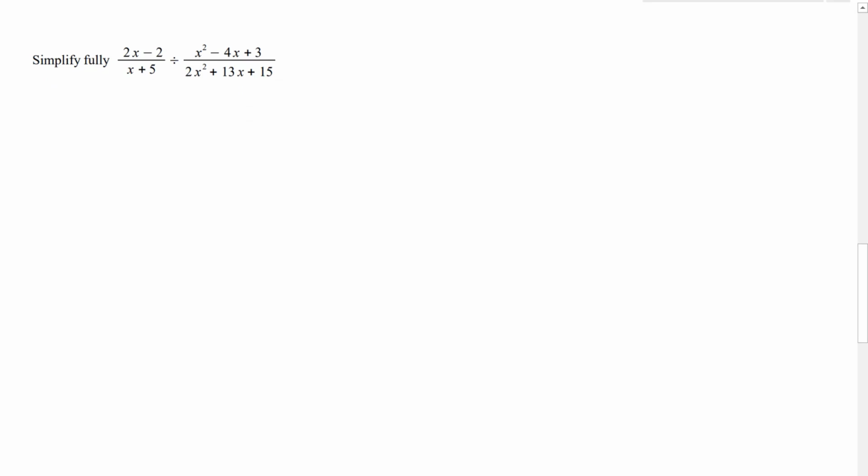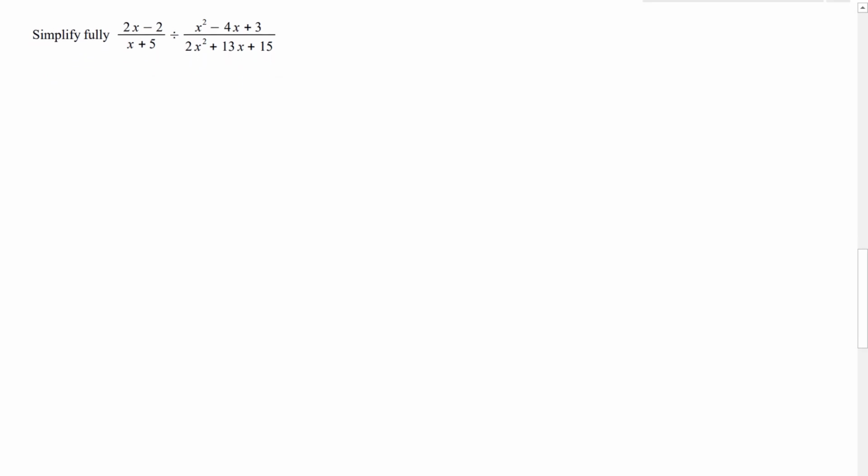Okay, so now they want us to simplify fully this expression. This has a lot of x squareds and all of that kind of stuff in it. So the first thing we're going to do, before we start dividing and multiplying out, is factorize everything first, and then that will simplify what we have to divide and multiply. So let's factorize. This first fraction here can't be simplified any further, so we'll leave that one. We'll just simplify this one.